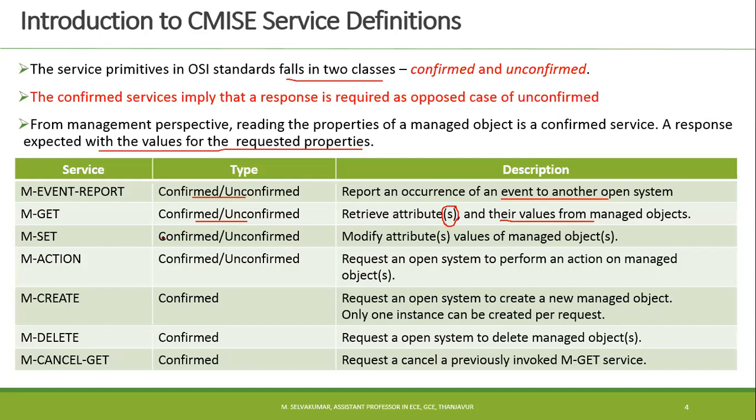Multiple objects. And another thing is the M-SET service. The set service is also a type of confirmed or unconfirmed service. It modifies the attribute values of the managed objects. The bracket here specifies multiple objects of the remote systems. So M-SET means you have to set.